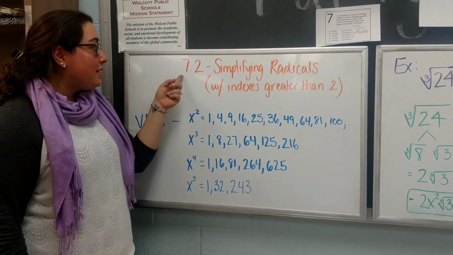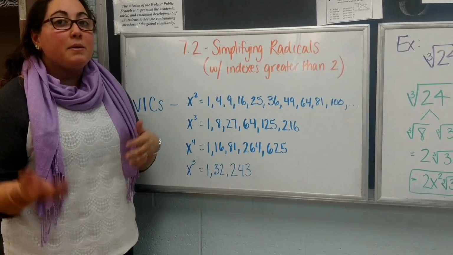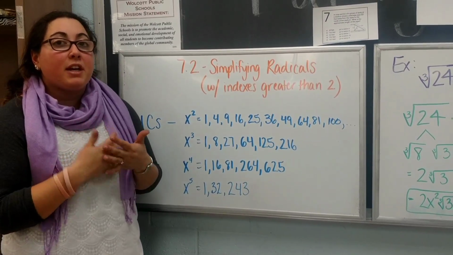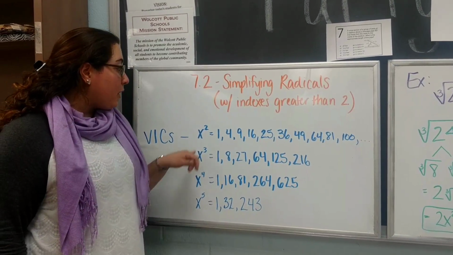So we're going to be talking about 7-2, which is simplifying radicals, but this time with indexes greater than 2. We've done a lot with simplifying square roots, but now we're going to be simplifying cube roots and fourth roots and fifth roots. But a couple of the things that you want to remember are perfect squares.